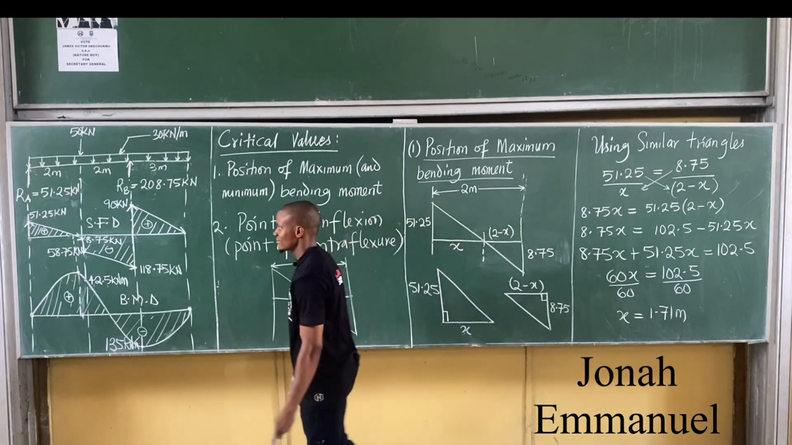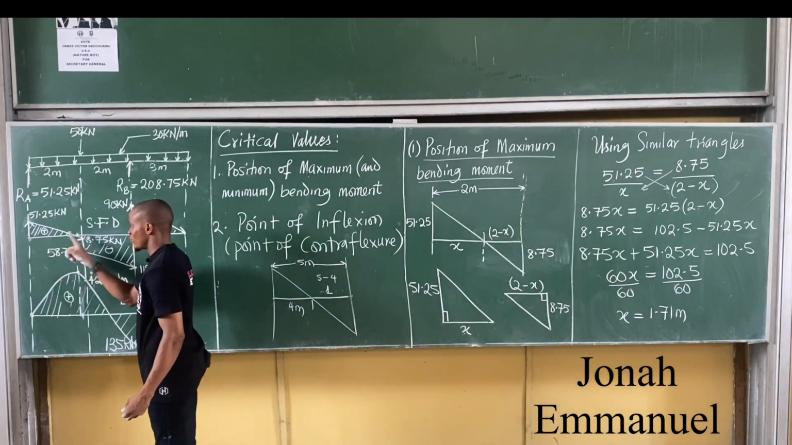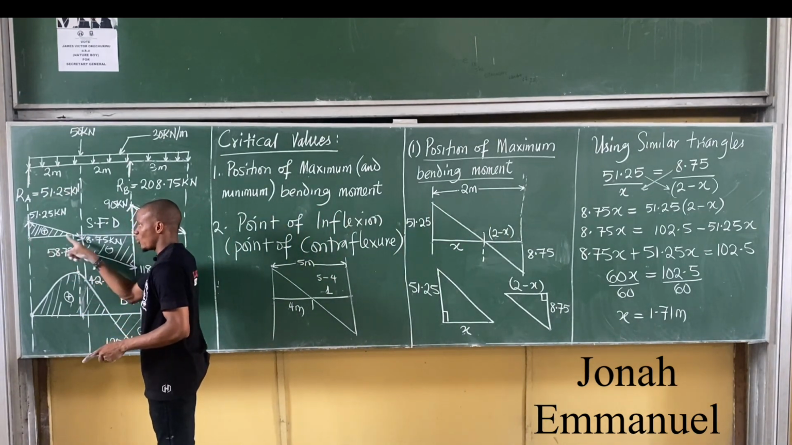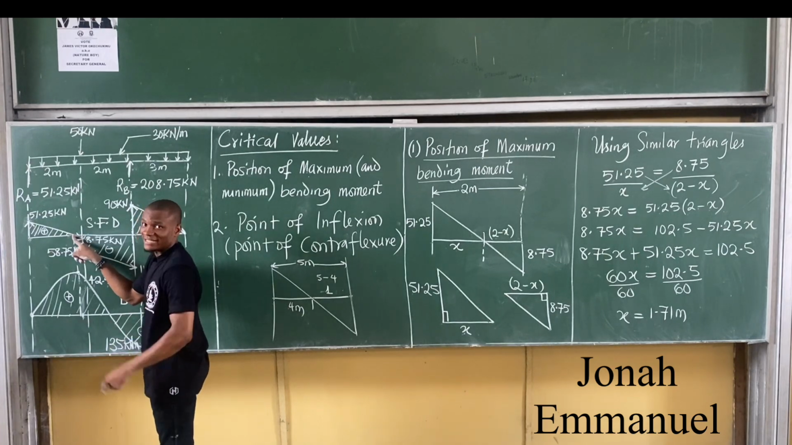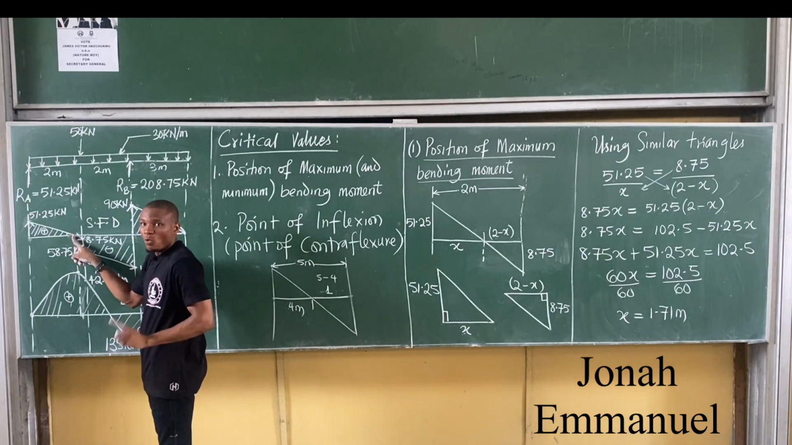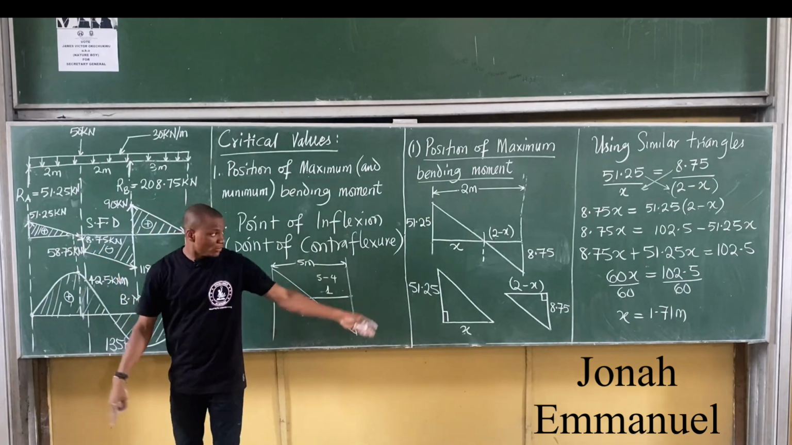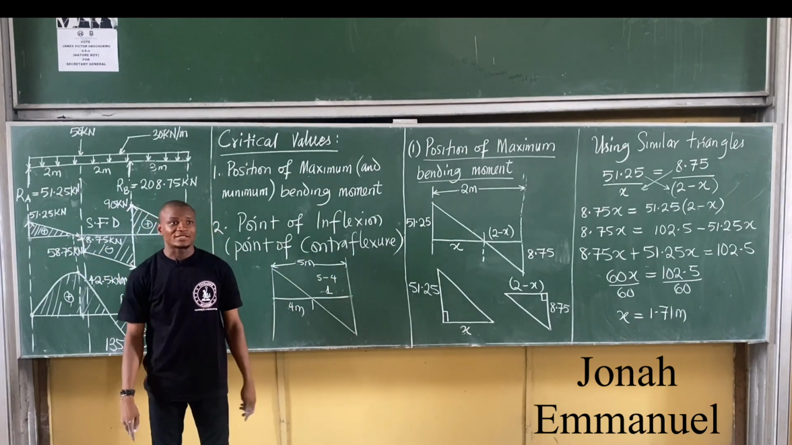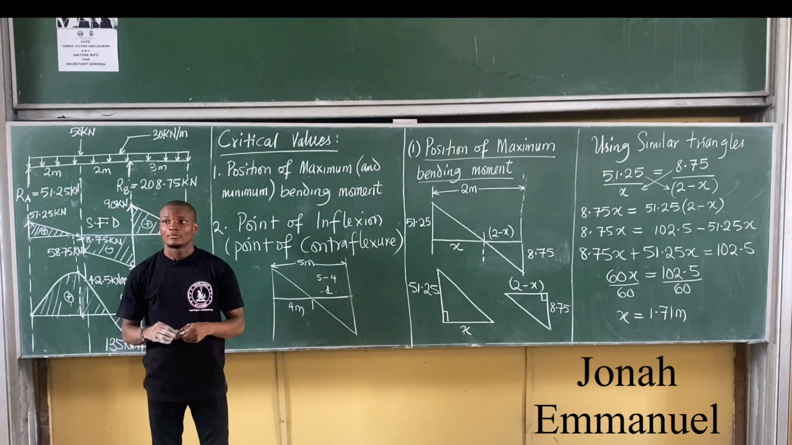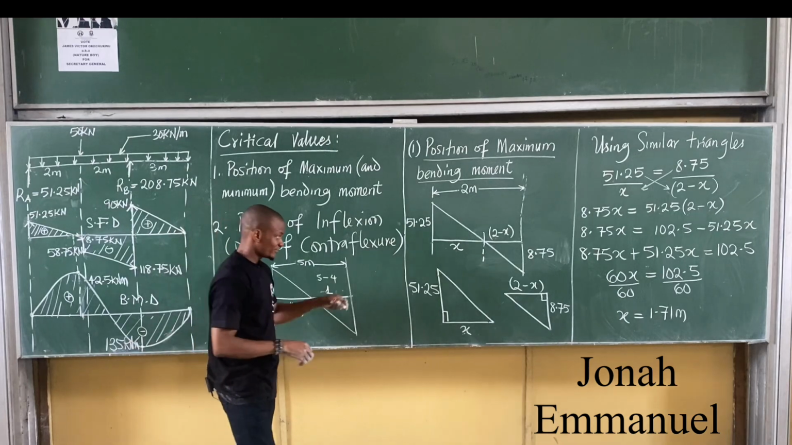It makes sense. From here to here is 2. Obviously, this place here is more than 1, because it's more than half the distance. So it has to be 1 point something. You can see that it's close to 2, because it's 1.71 meters. Is that all? No. That's not all. So what next?